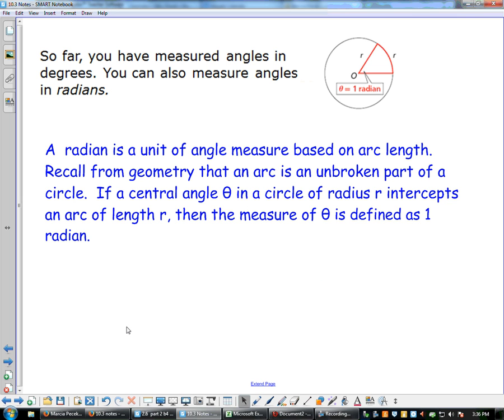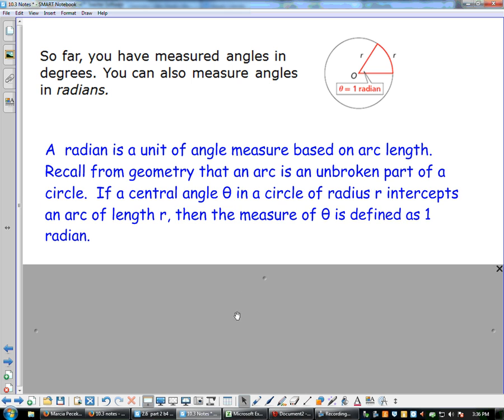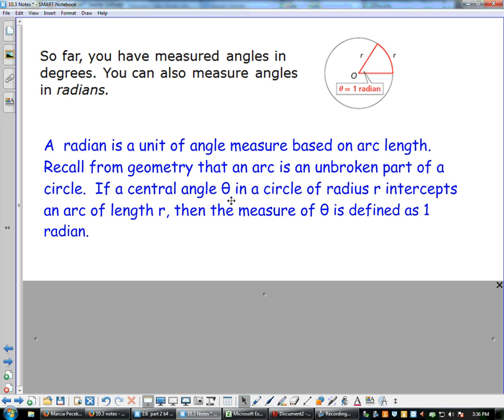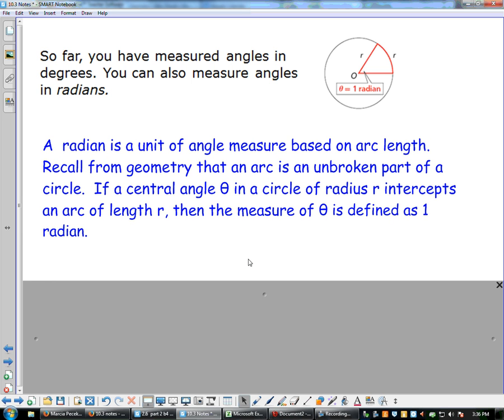So far you've measured angles in degrees, but you can also measure angles in radians. What is a radian, you might ask? It is a unit of angle measure based on arc length. So recall from geometry that an arc is an unbroken part of a circle. So for example, from here to here, that might be an arc of the circle, all right? It actually is an arc of the circle.